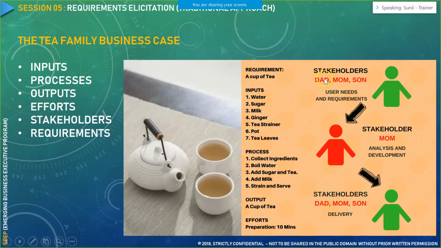So here, the stakeholders, dad, mom, and son, give their needs and requirement. Their need and requirement is a cup of tea. Now, the mom does all the analysis and development. Why development? Because she is preparing that particular tea, processing it. And after all has been completed, the stakeholders get themselves a cup of tea. So they essentially get the delivery.